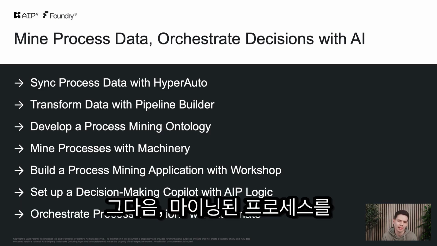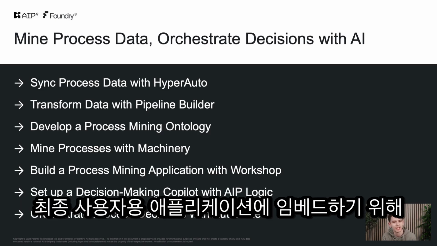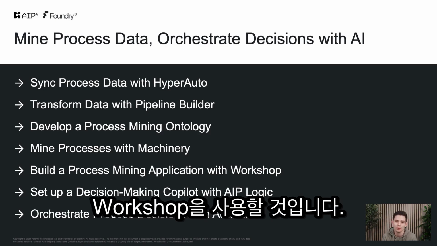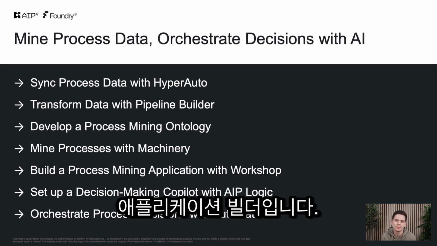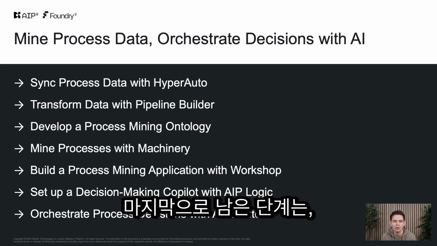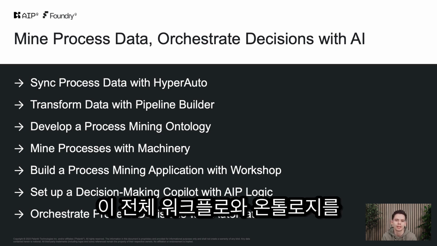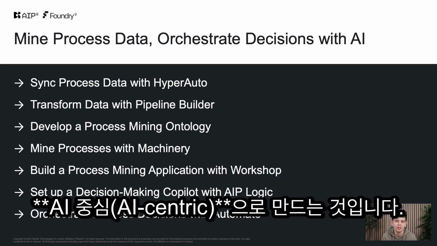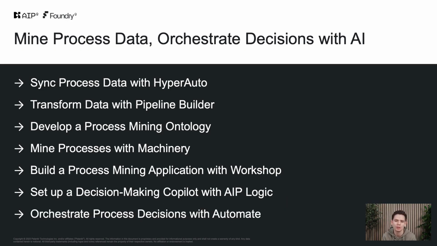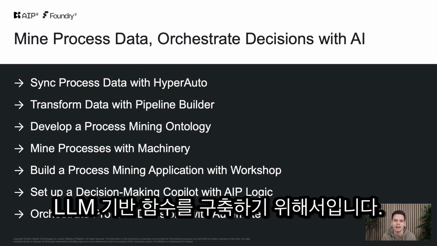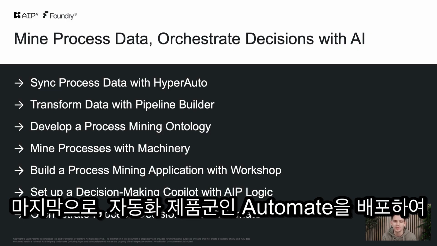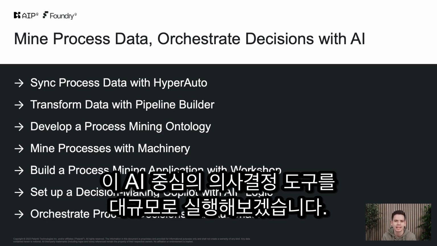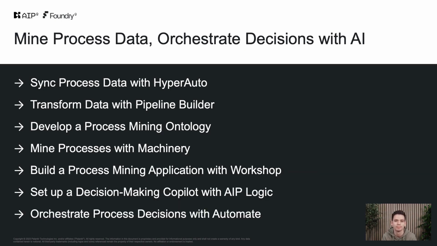We'll then embed this mined process into an end-user-facing application using Workshop, which is our low-code, no-code tool for building applications. The only thing that'll be missing at that point is making this whole workflow and the ontology around it AI-centric. We will therefore use AIP Logic to do that, which is our no-code, low-code development environment for building LLM-backed functions. Finally, we'll deploy our automation suite Automate to execute this AI-centric decision-making tool at scale.